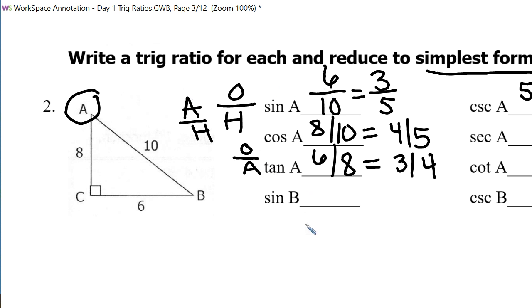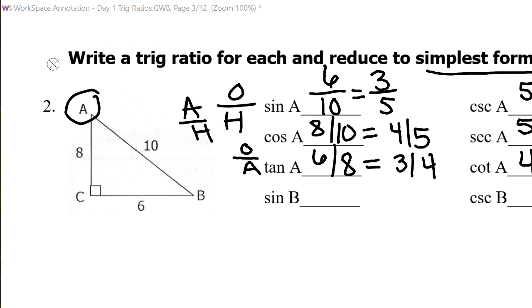Cosine and secant, those are reciprocal. So if the cosine is 4/5, what would the secant be? 5/4. Tangent and cotangent are reciprocal, so if the tangent is 3/4, what would the cotangent be? 4/3. So that's everything for angle A.